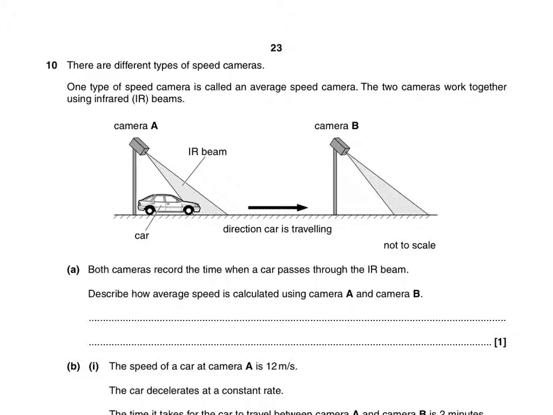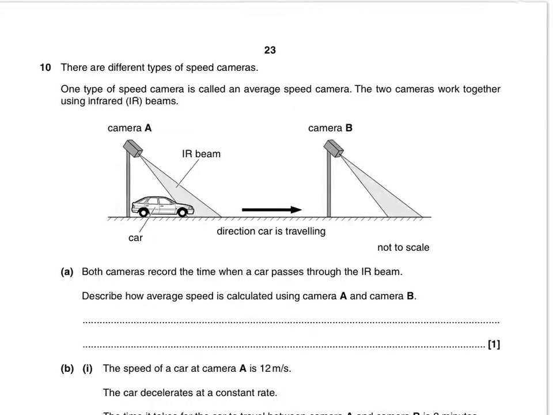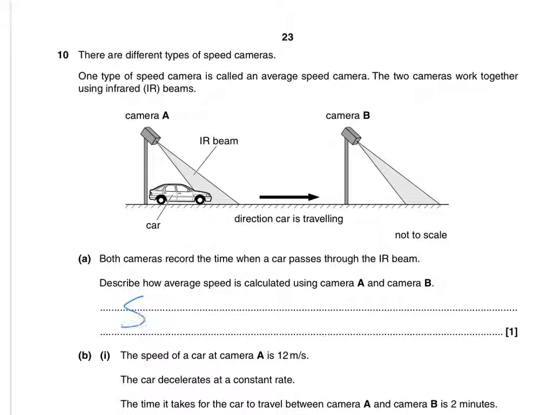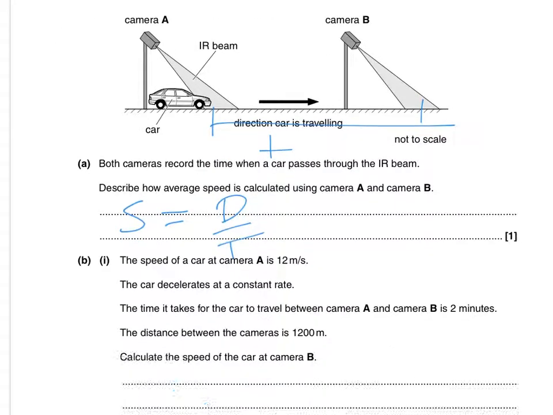So really easy. You could just put the speed equation there. Speed equals distance over time. Obviously put words in rather than the letters because you won't get a mark for that. But basically what they do is that they know the distance between the cameras and they divide that by the time that it takes. So they know the distance from here to here. They just need the time that it takes to get from there to there, and they can work out how fast that car is going.